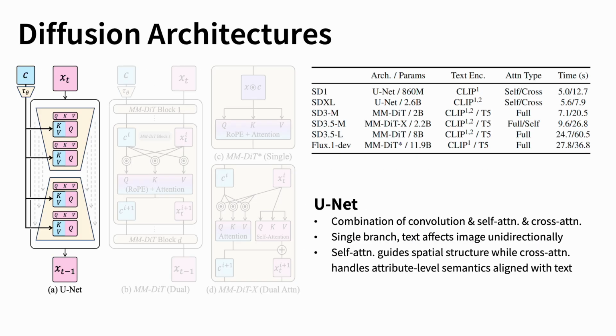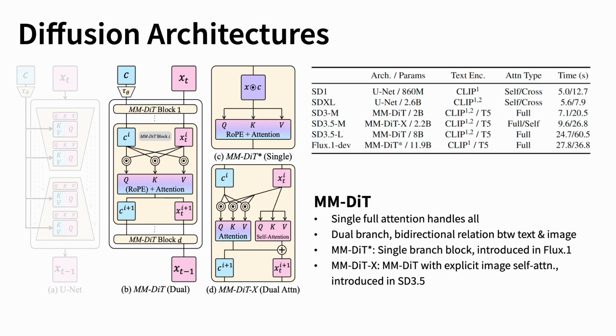Conventional UNet architecture uses separate self-attention for the image's spatial structure and cross-attention for text guidance. The key is the unidirectional information flow. Text affects the image, but not the other way around. In contrast, MMDiT uses a unified full attention mechanism where image and text tokens are processed together in a dual-branch structure. This creates a much richer bidirectional relationship between them.